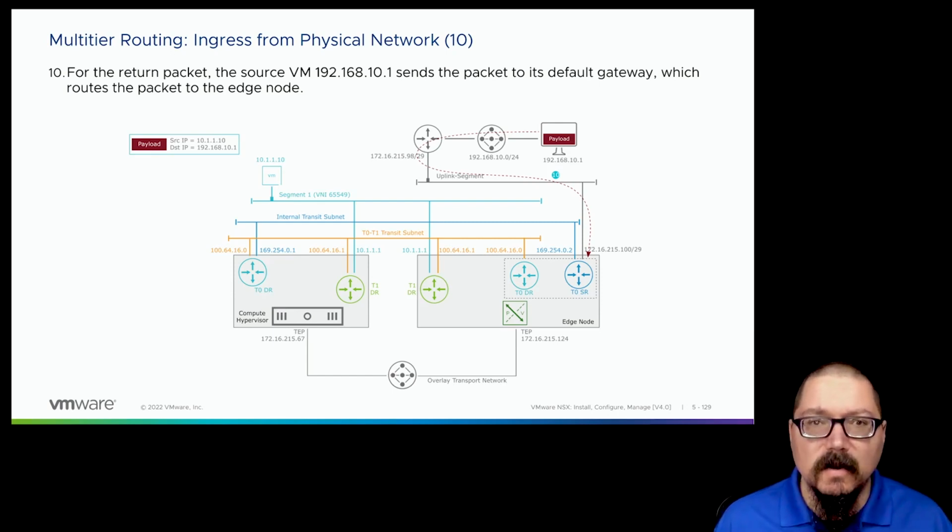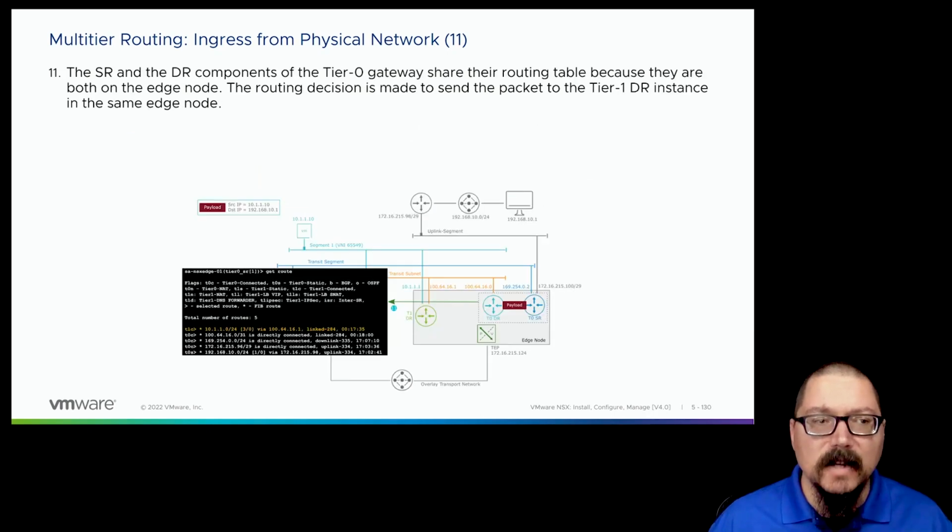The tier 0 service router looks at its routing table. It's going to match a different type of route. Notice when we look at this, we've got a match for 10.1.1.10. The match is flagged T1C, or tier 1 connected, right? So the tier 0 gateway knows that this segment, this destination, is connected to a tier 1 gateway. And so that's where we need to forward it.